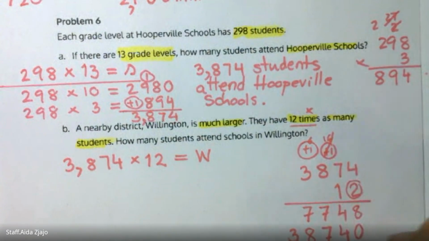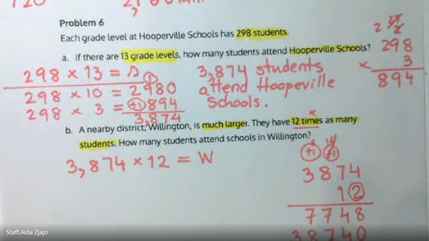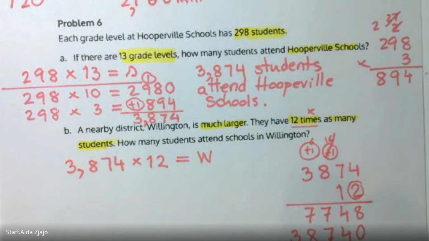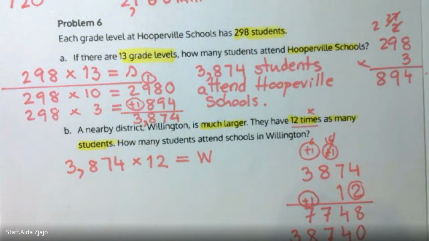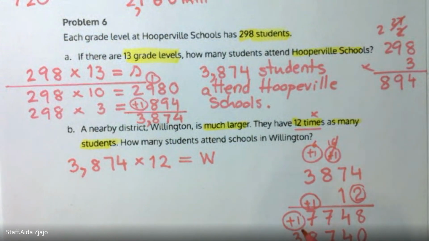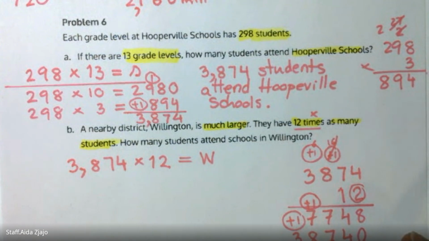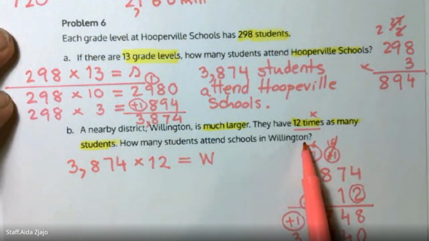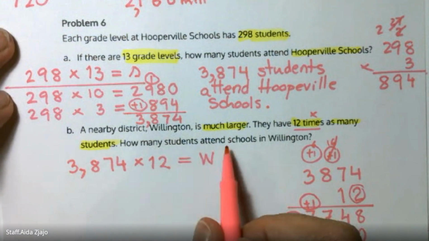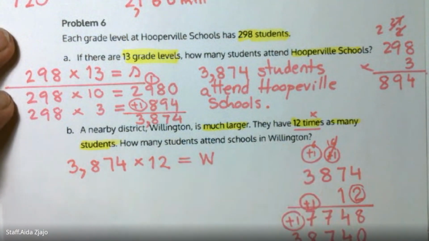So this is 8, 8, 14. Remember 1. And 8 and 8 is 16. Make 1. And then 1 plus 3 is 4. So 46,488 students are in the Wellington School District. So how many students attend schools in Wellington?